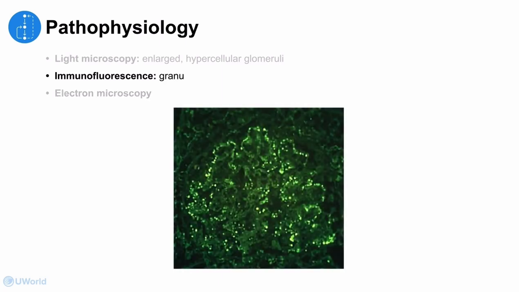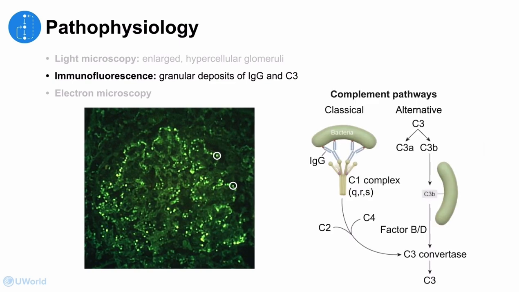Immunofluorescence will show granular, lumpy, bumpy deposits of IgG and C3 along the glomerular capillary walls and mesangium. The nephritogenic immune complexes tend to activate complement via the alternative pathway, so deposits are less likely to contain classical complement components such as C1q or C4.